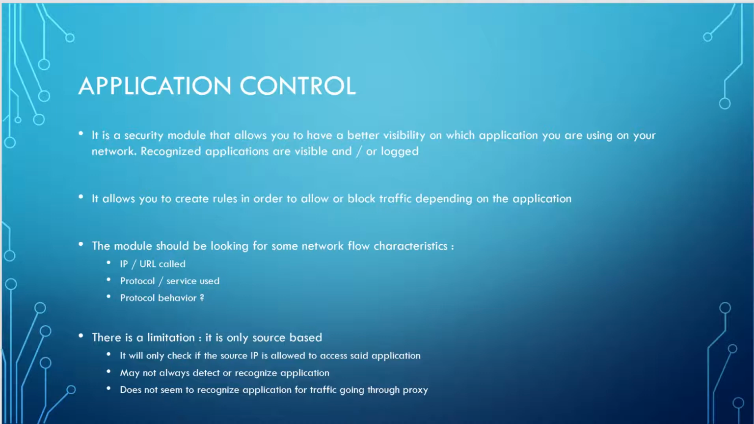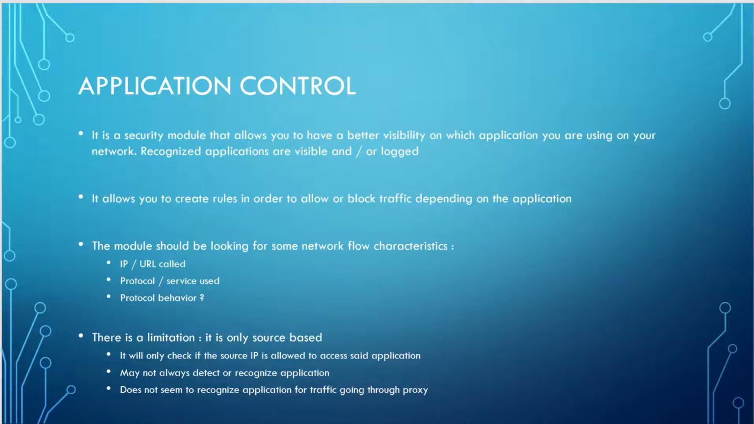Recognized applications will be visible and/or logged, depending on the configuration that you have. Of course, if the application is not recognized, then it will not be logged in the application control module. It will only be logged with the firewall rules. So the application control module allows you to create rules to allow or block traffic depending on the application. We're going to see some examples after that.